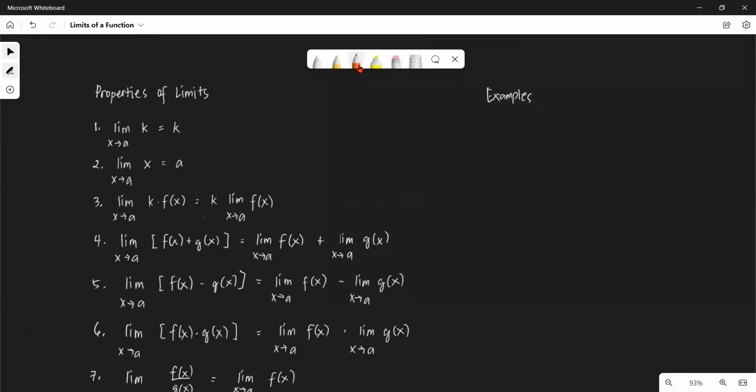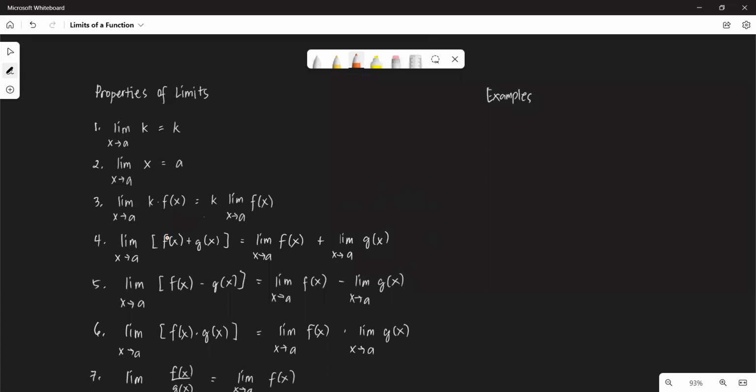Okay, so the first property is the limit of k, where k is any constant, as x approaches a is the constant itself. So the second one is the limit of x as x approaches a is a. Take note, the x here is the variable. Okay, so the limit of a constant multiplied by f of x, or a function of x, as x approaches a, is the product of the constant and the limit of the given function as x approaches a.